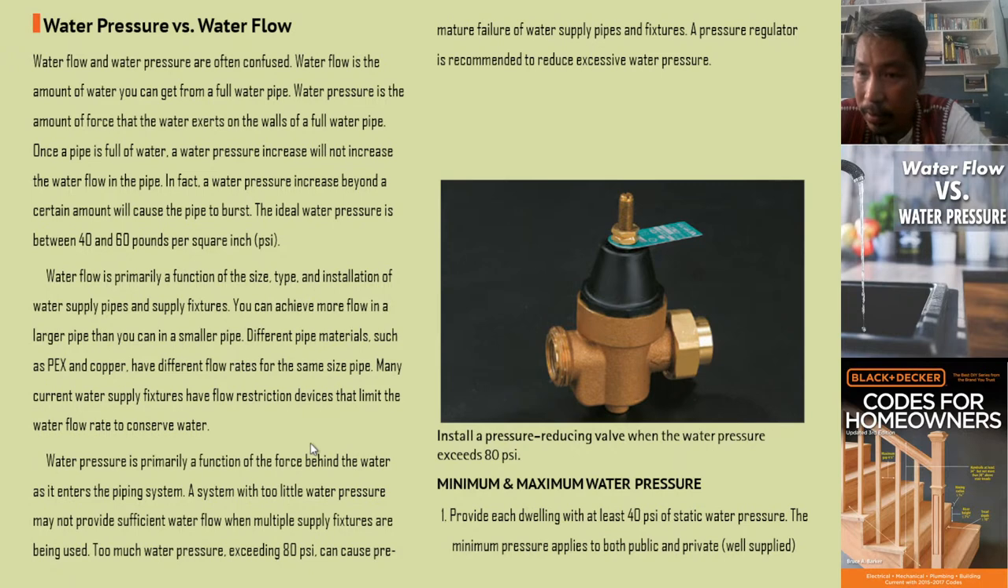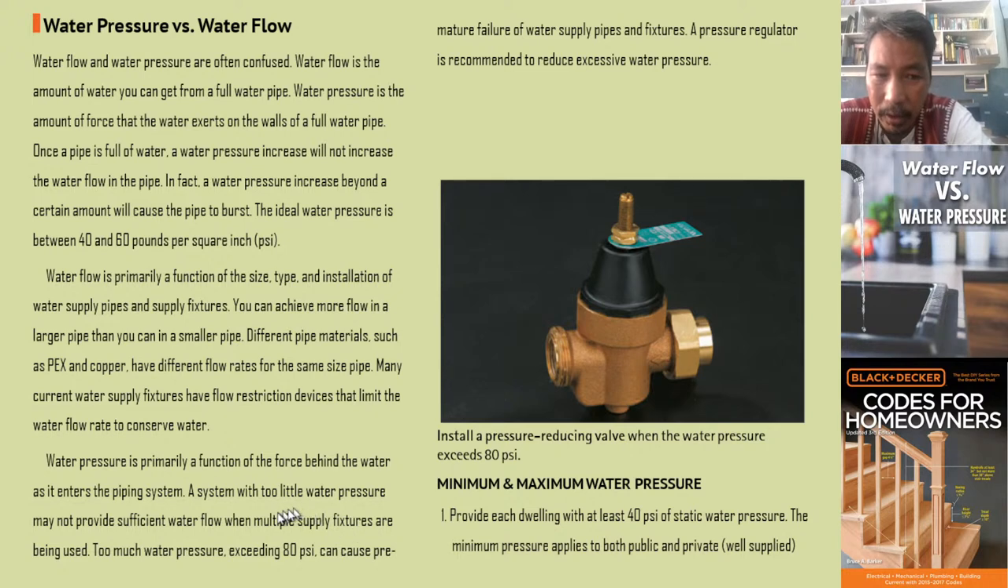You can see that there are bigger cars and there are smaller cars. Bigger cars also have big engines. Okay? So big engines would be able to force the car to move stronger than a smaller car. Okay? That is what we mean by force. So, behind the water as it enters the piping system. So, the force of the water as the water enters the piping system.